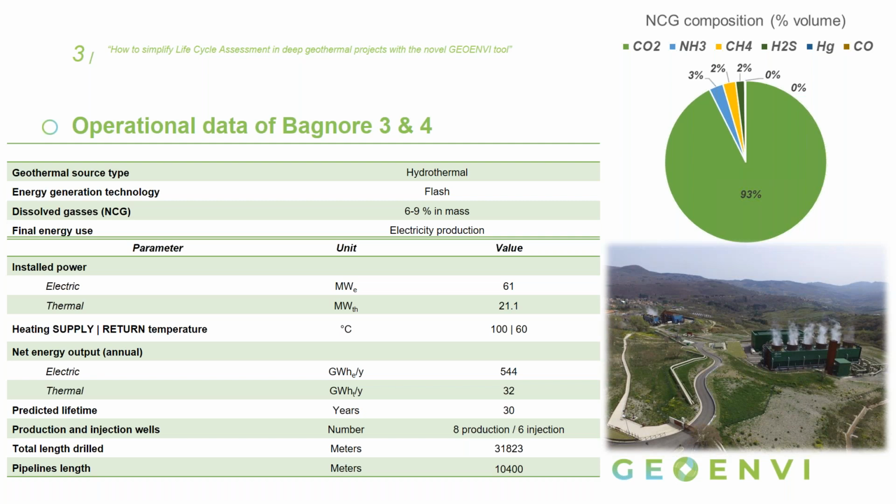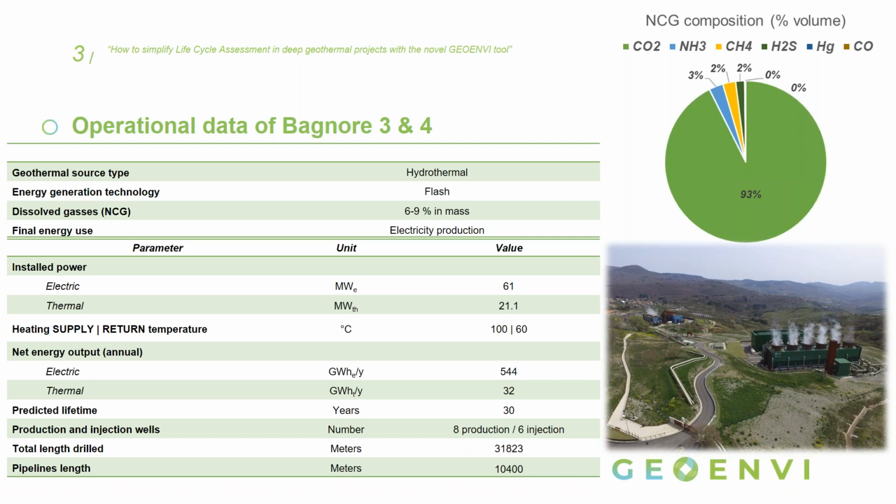As I told you, the installed power, concerning the electric power, is a total of 60 megawatt, whereas the thermal installed power is 21 megawatt. The heating is supplied at a temperature of 100 degrees with a returning temperature of 60. A total energy output on an annual base is 544 gigawatt for the electricity and 32 gigawatt for the thermal energy.